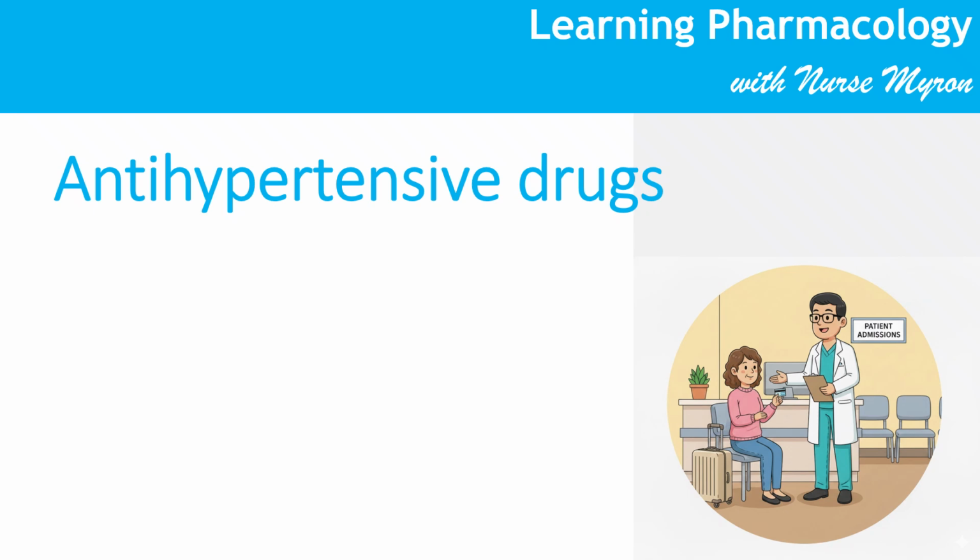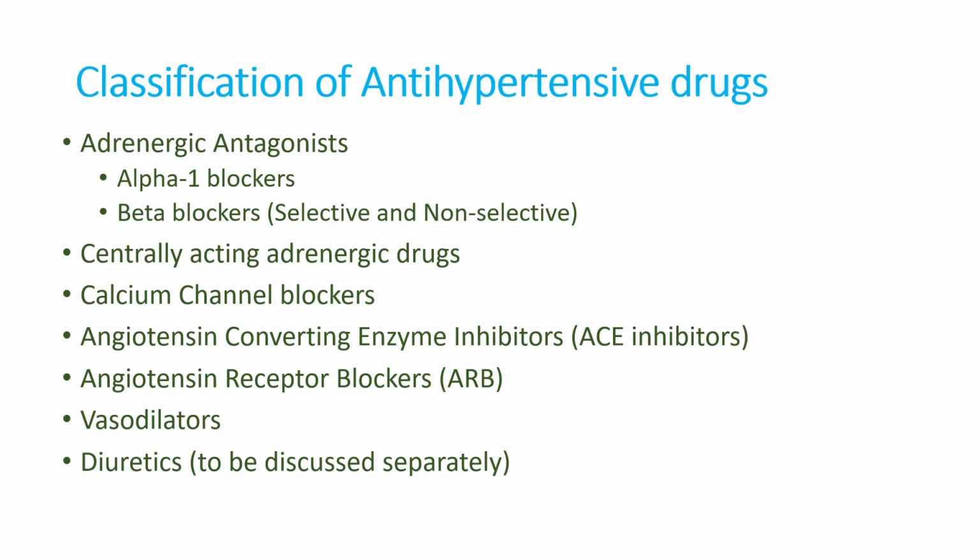To treat hypertension, we have a wide variety of antihypertensive medications available in the market. These are the classification of antihypertensive drugs that are given to patients, including your adrenergic antagonists, alpha-1 and beta blockers, centrally acting adrenergic drugs, calcium channel blockers, angiotensin-converting enzyme inhibitors, angiotensin receptor blockers, vasodilators, and a group of drugs known as your diuretics, which we will be discussing separately.